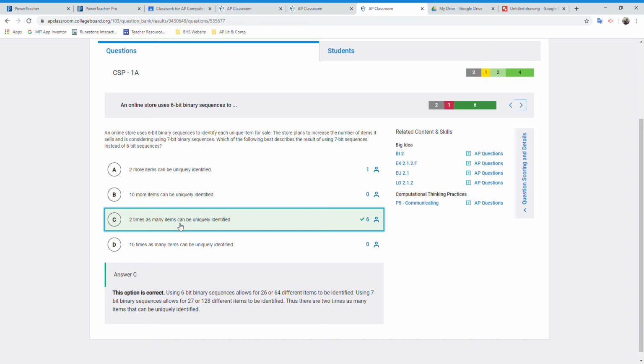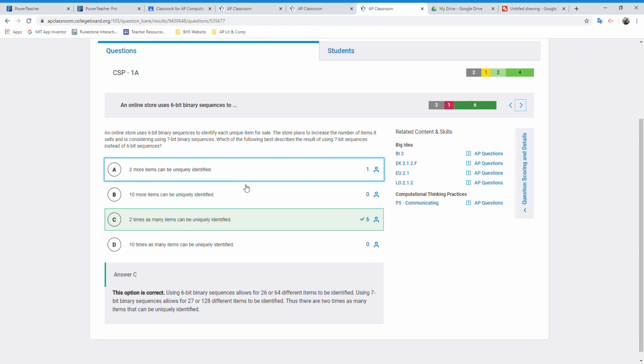That's exactly right, because it's everything you could identify before times 2, because you have a 0 and 1 in that next item. So you have 6 zeros and ones. If you're adding a 7th, it's everything that came before times 2, the 0 and the 1 that's there. And that's why this is correct.